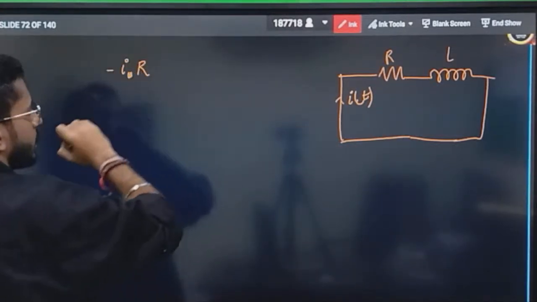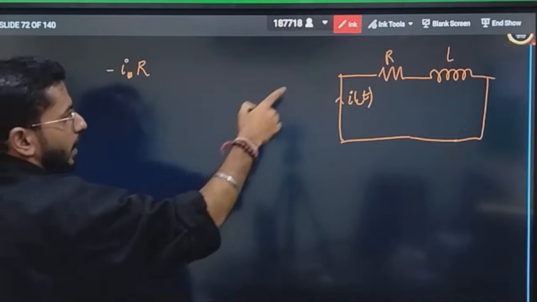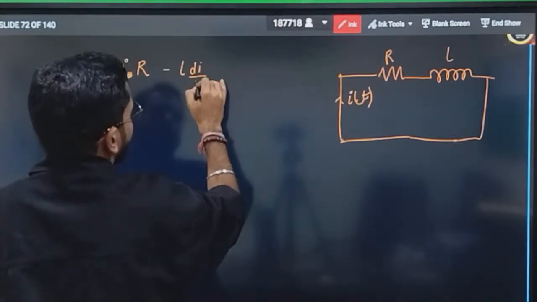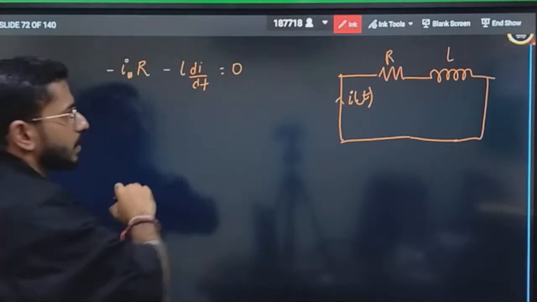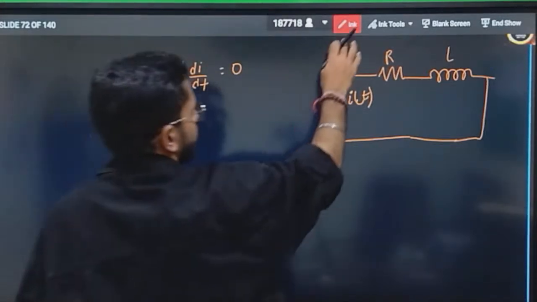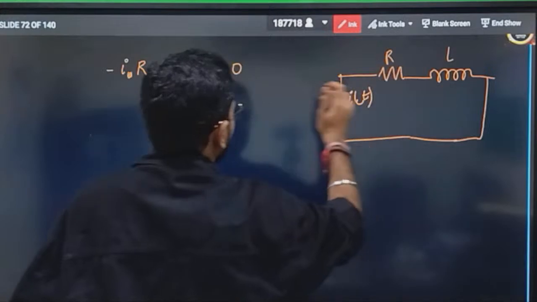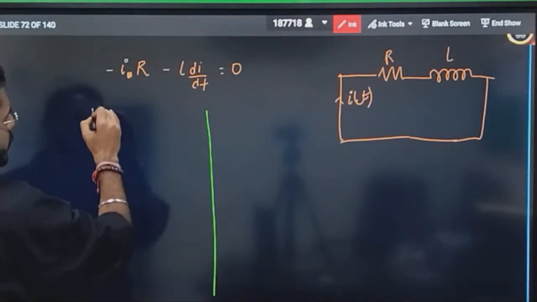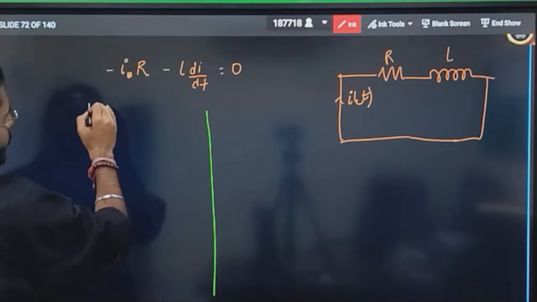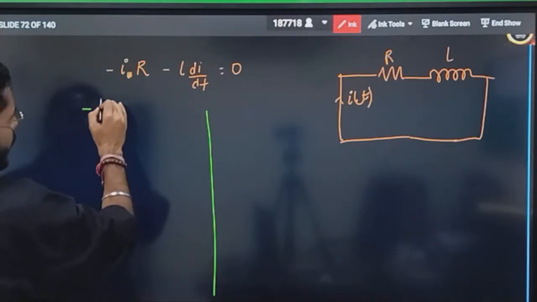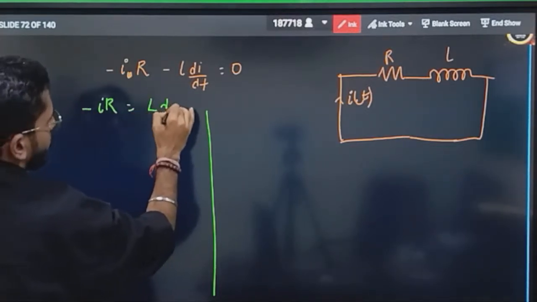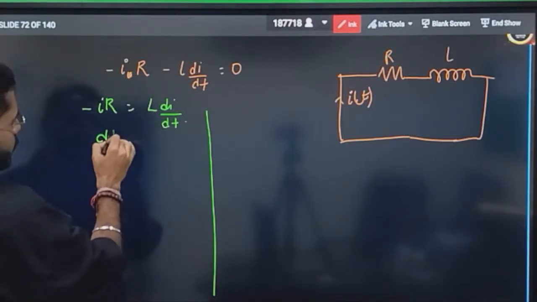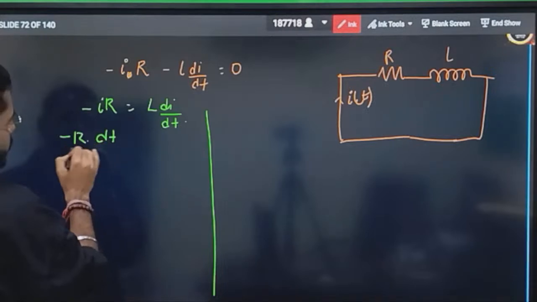So you will write the potential difference as IR, and across the inductor you will write minus of L di by dt, that is equal to 0. Correct. Now let's derive the complete formula. Separate on both sides. Here you will be writing minus of IR is equal to L di by dt. Correct. Take the dt term on one side, and here it is minus of R by L.